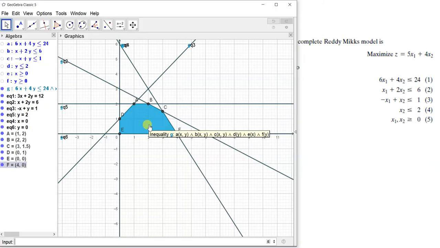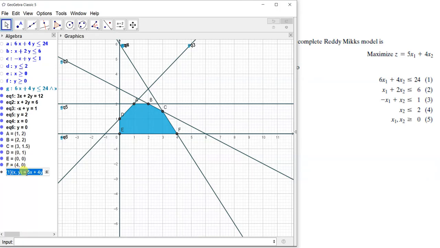So let's define this function z. Let z of x, y be defined by 5x plus 4y. Now we have to find the value of this function at the different points.